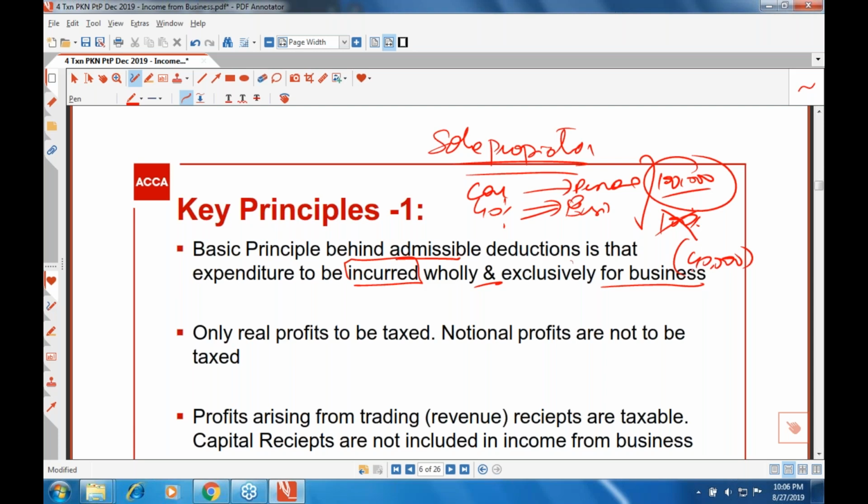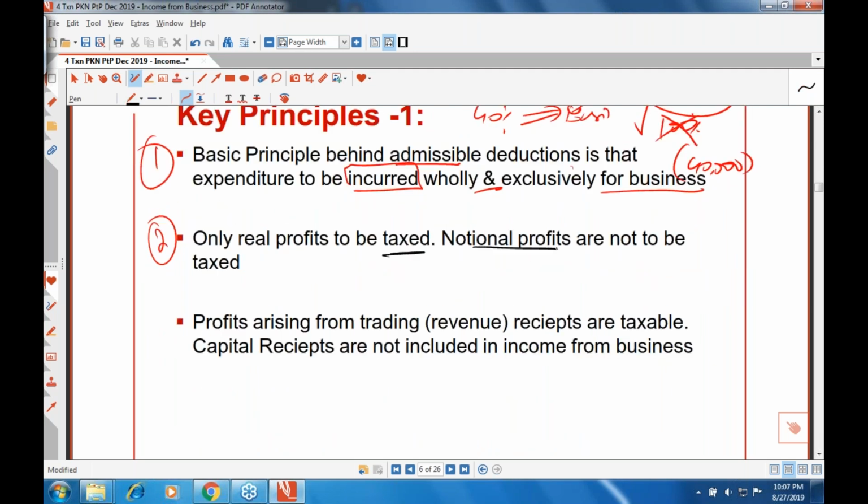Okay, now what next is this? That's the number one thing. Number two is basically only real profits are to be taxed. That is, the notional profits are not to be taxed. Now, what exactly do we mean by notional profits? Let's try to understand. First of all, the real profits plus the real expenses are to be considered. Like impairment is not a real expense, it's an assumed expense. It's not actually something going out of your pocket.